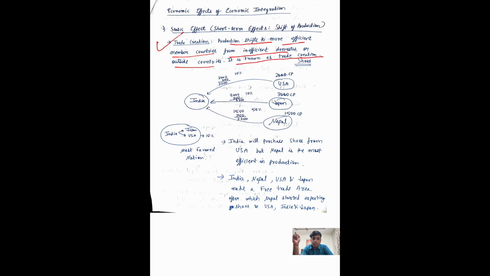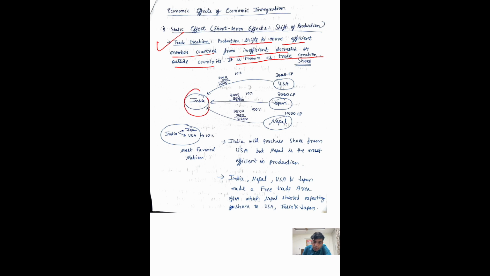So basically what is written over here is that the shift or the trade is moving towards a country that is more efficient from the country that is least efficient or relatively less efficient in production of certain goods. So we are going to import from the country that is more efficient in producing a particular commodity. So let us look at the example.